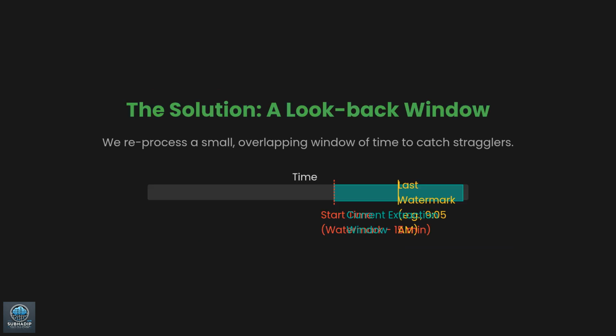The solution is to use a look-back window, or a grace period. Instead of querying for data strictly greater than our last watermark, we subtract a small amount of time, say 15 minutes, from that watermark. This creates an overlapping window, allowing us to reprocess a small, recent slice of data and catch any records that might have arrived late.